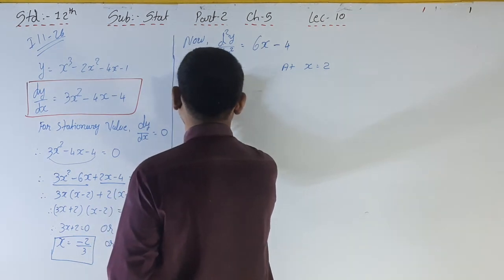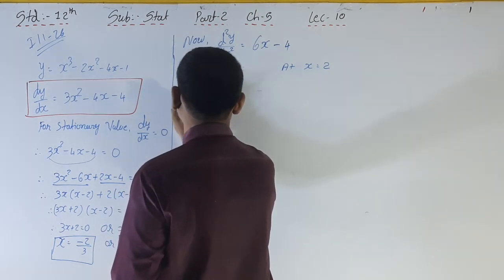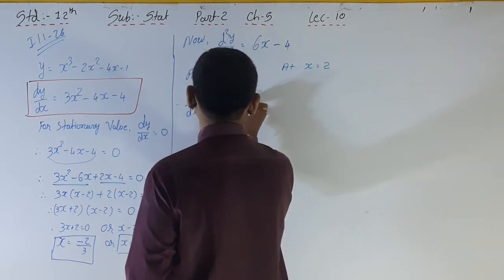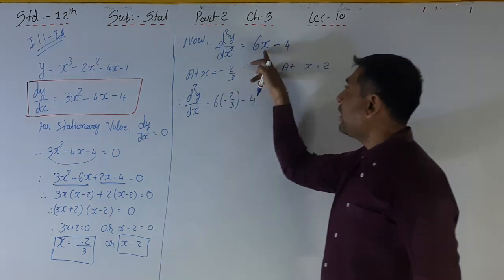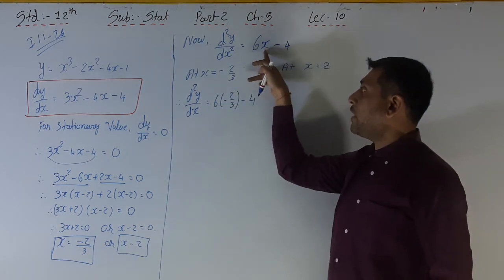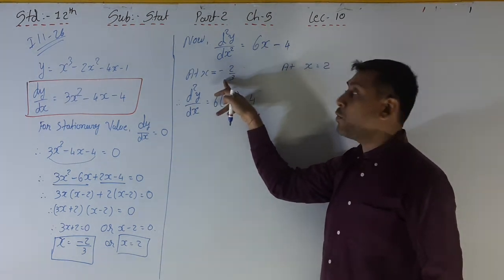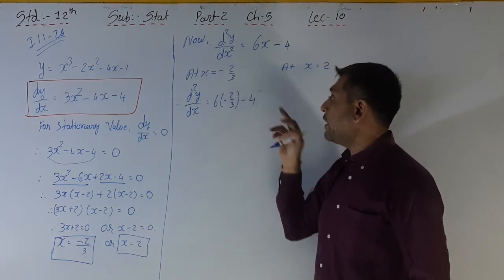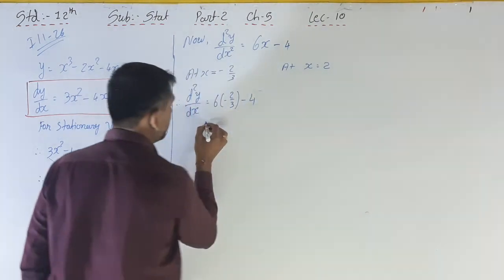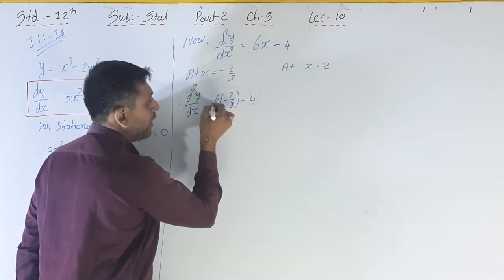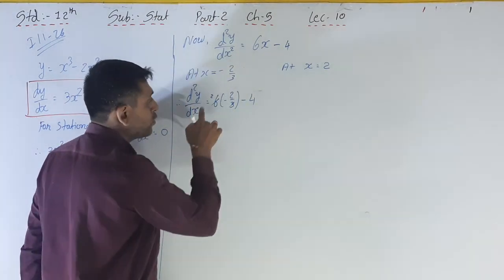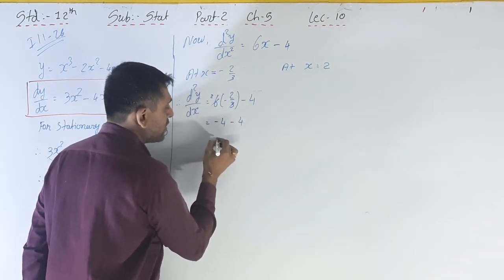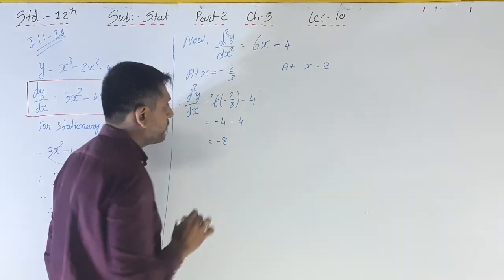See here, d square y by dx square is equal to 6 into bracket minus 2 by 3, minus 4. See here, 6x. Wherever x is there, we have to put minus 2 by 3. So here 6 into bracket minus 2 by 3 minus 4. 3 twos are 6, so 2 twos are minus 4, and minus 4. The answer is minus 8.